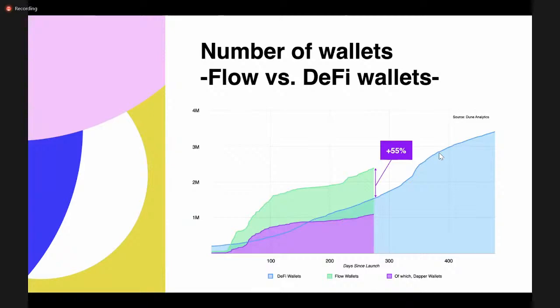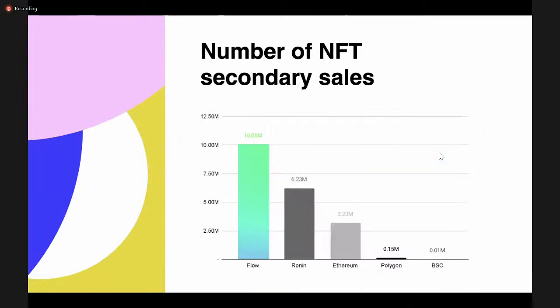Here is some data on the Flow ecosystem. Flow boasts more than 2.4 million wallets 9 months after the beta launch of its first app, NBA Top Shot. By way of comparison, 9 months into DeFi summer of 2020, there were only 1.5 million wallets that had ever interacted with any DeFi protocol. Also, Flow leads the industry in NFT sales, with over 10 million NFT trades and 50 million blockchain transactions to date. By comparison, Axie Infinity has settled about 6 million, and Ethereum has settled about 3 million NFT trades.